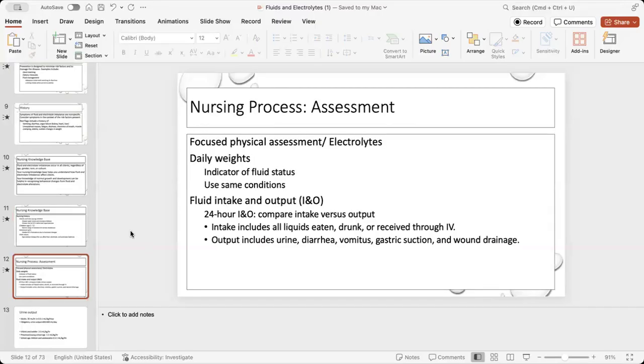All right. So when you are thinking about a client with any kind of fluid and electrolyte imbalance, daily weights. Daily weights are going to be your best indicator of fluid status.